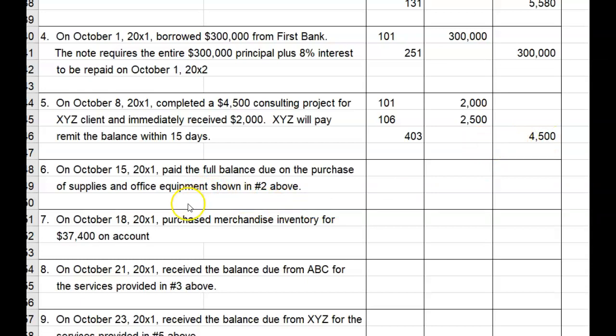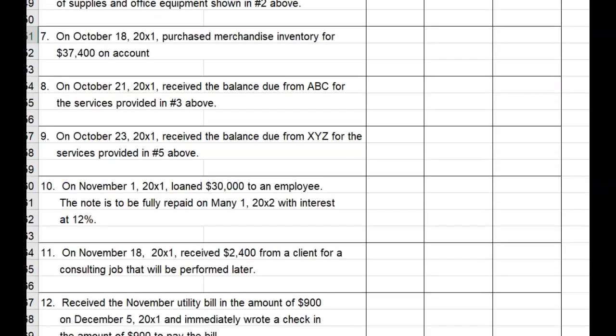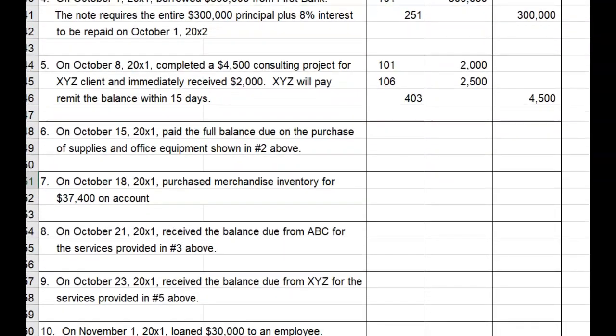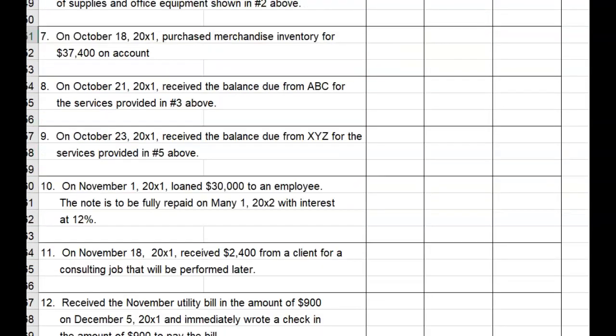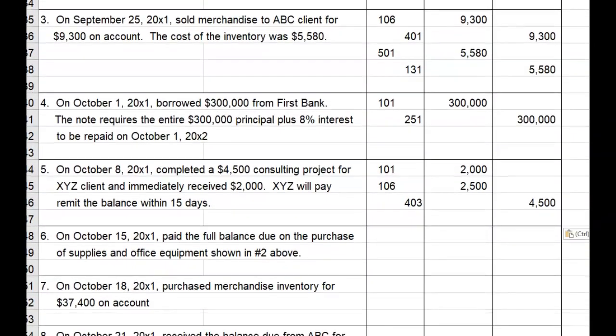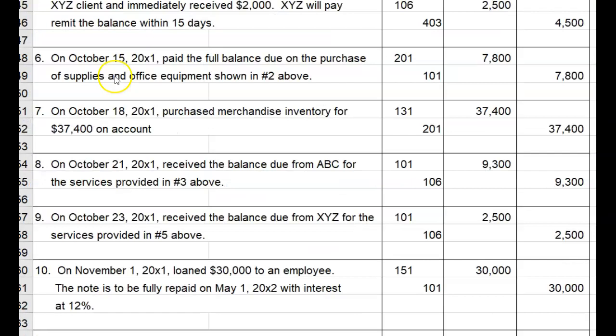I'm going to have you finish writing journal entries 6 through 12. So stop the video, record your journal entries for the October 15th through the 12th journal entry on December 5th. Then start the video again to check your work. So here are the solutions. I'll page down and you can check your work very quickly. Then I'm going to go back and talk about each one.